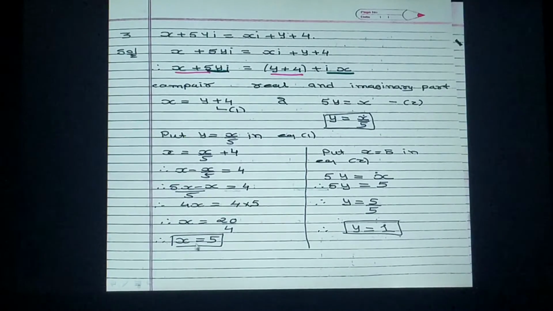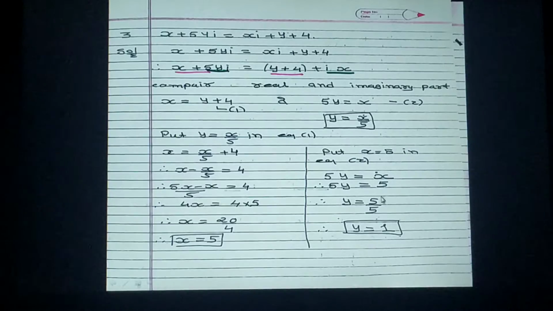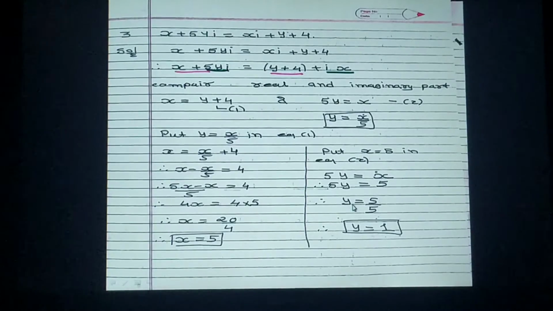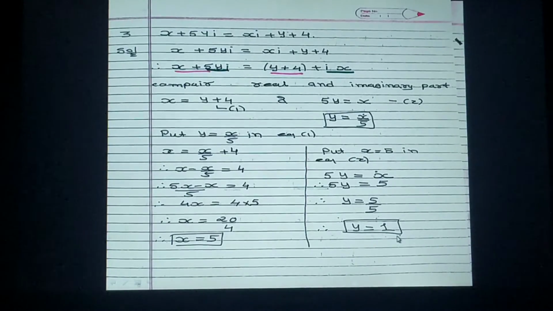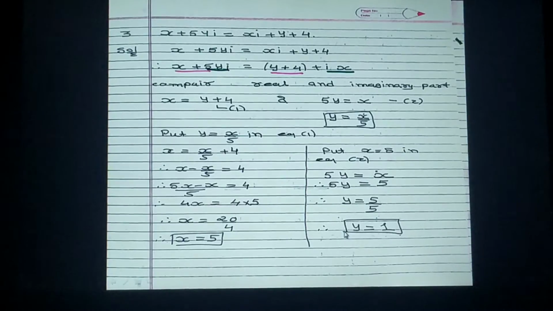So x = 5, we put in equation number 2: 5y = x. Now put x = 5. So y = 5/5, y = 1. So we get x and y.